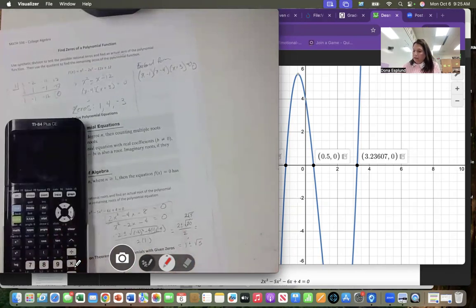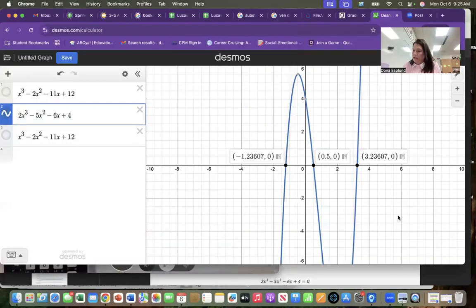So when I do my calculator, remember I should get, if I go 1 plus the square root of 5, I should get 3.236, which I do. And if I go 1 minus the square root of 5, then I get that negative 1.23. So these zeros would be approximately negative 1.236 and 3.236.